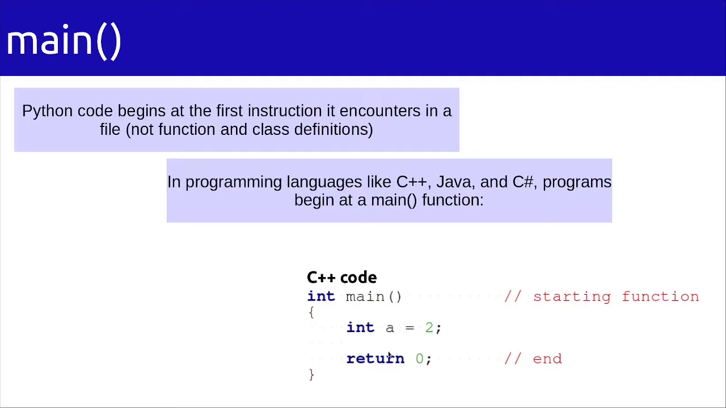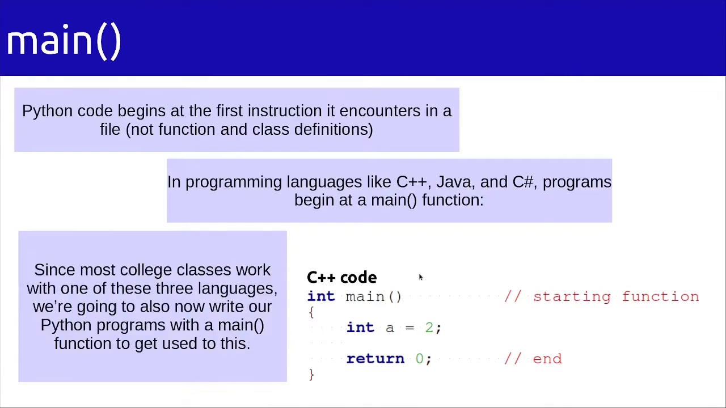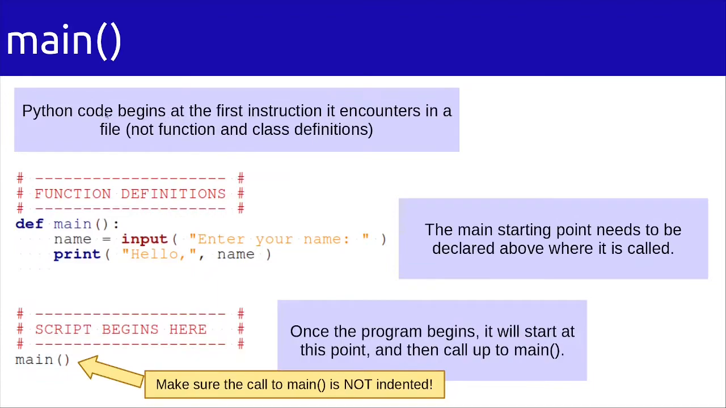It has code inside of it and returns 0 at the end. We're not going to worry about what the C++ code here does, but we're going to work the same way so you get used to that idea. So again, we're going to start writing a Python function called main and write most of our program inside of main, and then also add other functions on top of that.